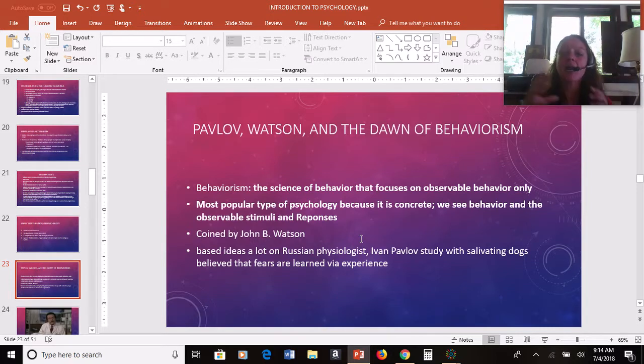Basically, what we learned a lot from behaviorism is this idea of fears and phobias, and how those are learned and how we experience those. So once again, it's all about observable behavior. We can say it's how we respond to outside or environmental stimuli.